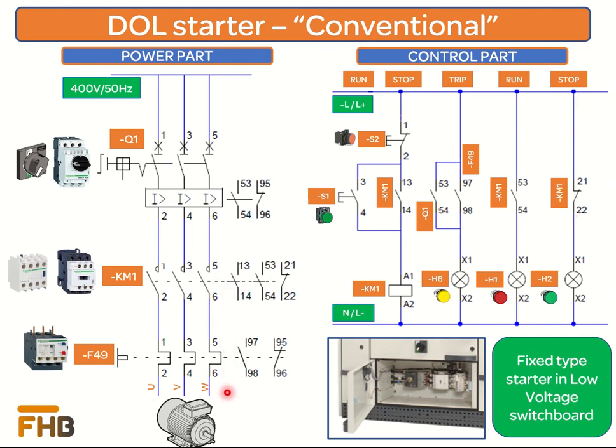To stop the motor, the contactor supply is broken by pushing the stop button. The contactor gets de-energized and its contacts are opened, breaking the power supply to the connected motor.